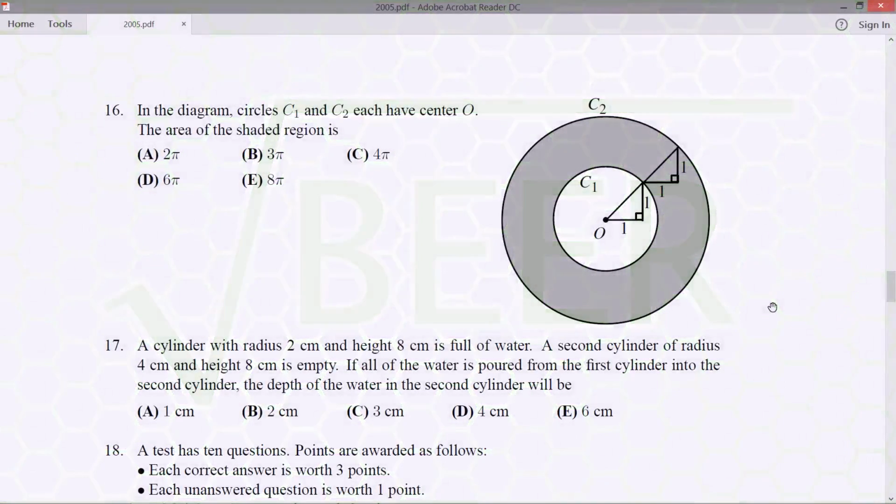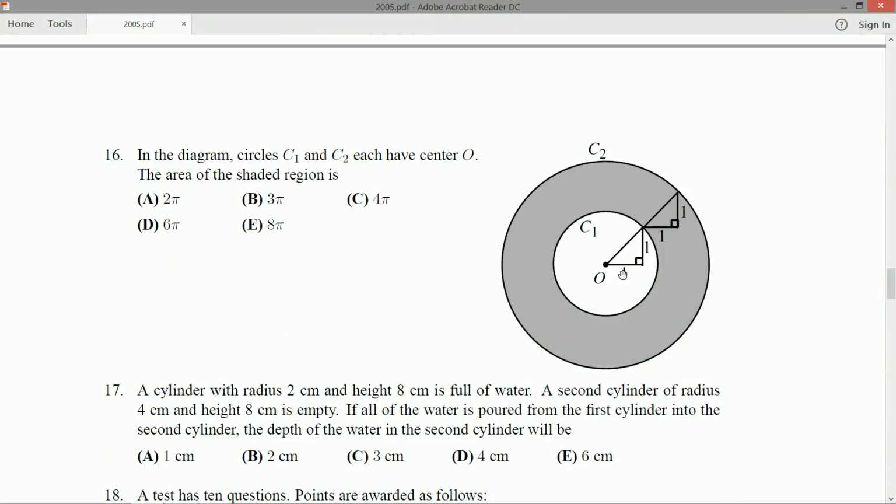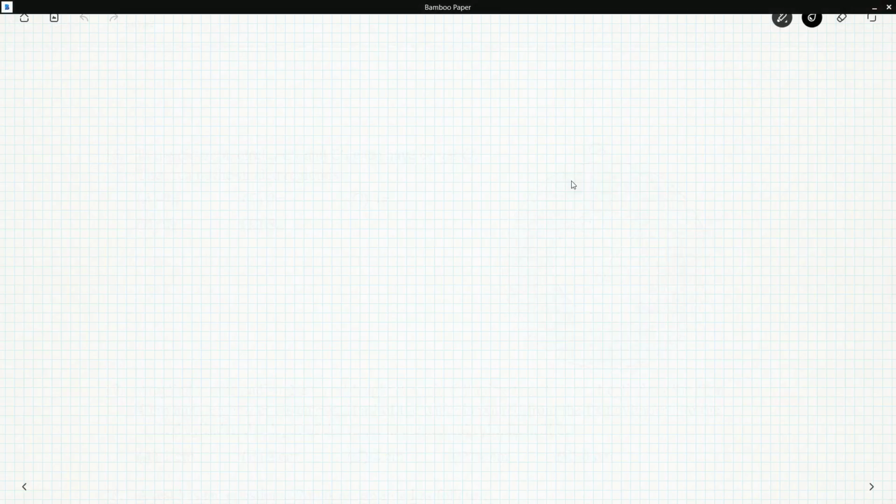We're looking at question 16 on the Fermat paper from 2005, so that's our 11th grade level contest. In the diagram, circles C1 and C2 have center O. The area of the shaded region is... So the area of the shaded region is something called an annulus or ring, and it's very quick to figure out how to calculate the area of an annulus, and it's sort of the same for just about every shaded area problem that they ever give us on these contests.